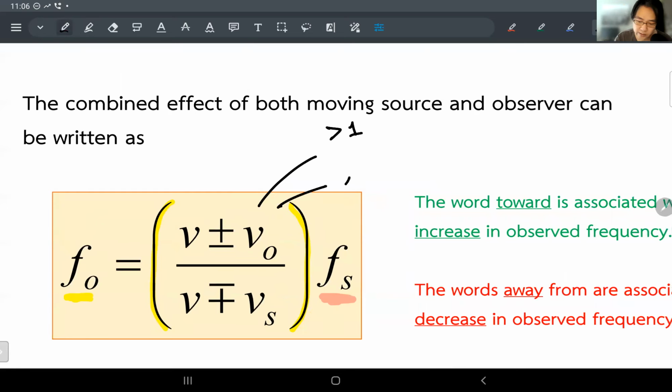Or it could be less than 1. If this bracket is less than 1, it means the observed frequency will be lower than the source. Or it could be exactly 1. If that is the case, then whatever the source is, that's what you're going to observe. There are only three cases here.